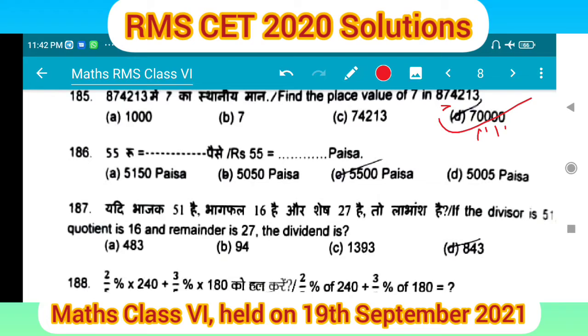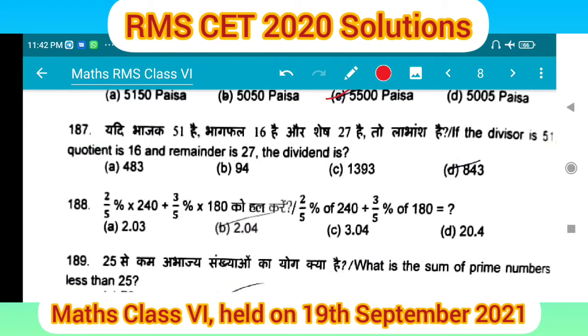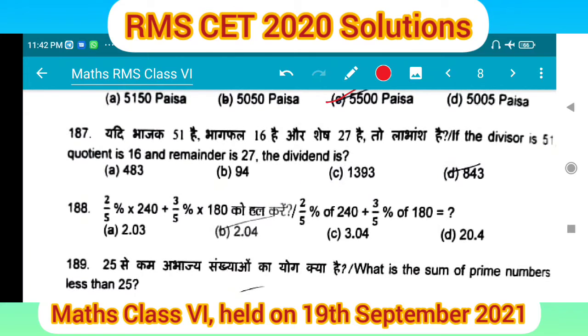See next, rupees 55 dash paisa. This is a silly question. 1 rupee is equal to 100 paisa. 55 into 100, so 5500. If the divisor is 51, quotient is 16, and remainder is 27, the dividend is, this is direct, we know the dividend and remainder theorem.